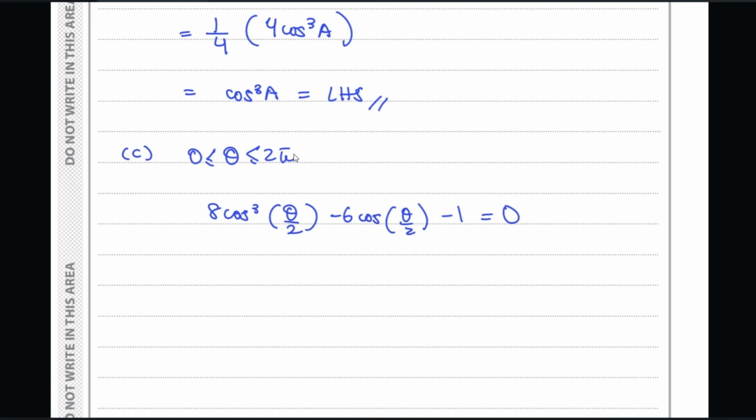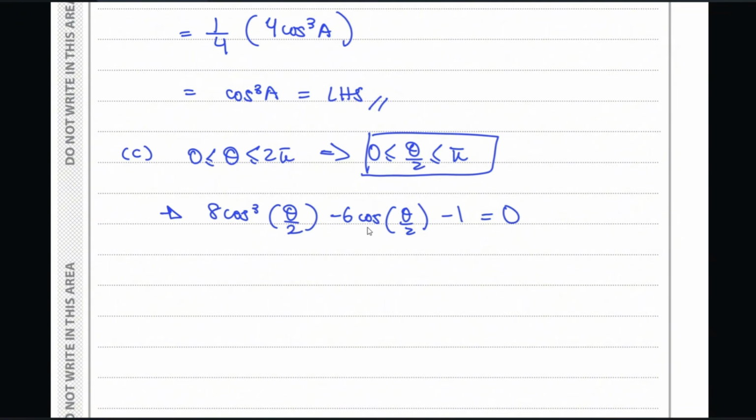So the domain is for theta, and this domain will be different if we are solving for theta over 2. If we do theta over 2, we have to divide 2 pi by 2 so that it becomes pi. If we divide 0 by 2, we just get 0. So that's a new domain for theta over 2. How do we solve this equation?